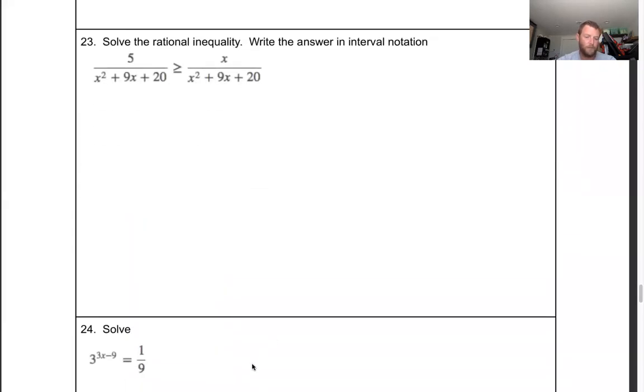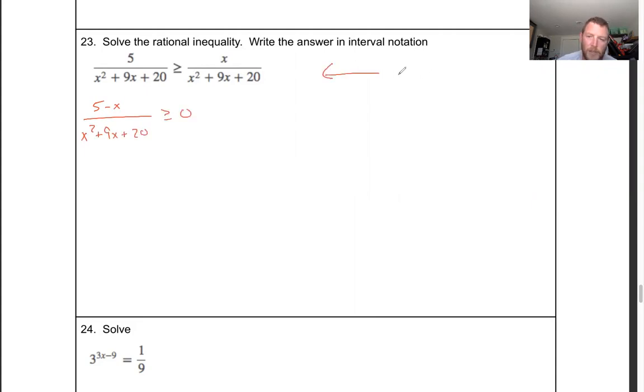Next one. Solve the rational, write the answer in interval notation. Okay, notice the denominators are the same, so you can move everything to one side. Okay, so I'm going to do that by, since it's positive x, moving it over by 5 minus x over x squared plus 9x plus 20. And when is it greater than or equal to 0?